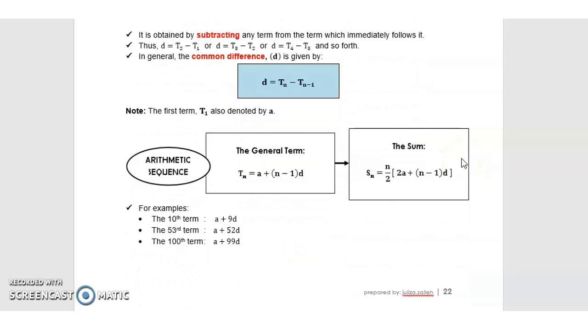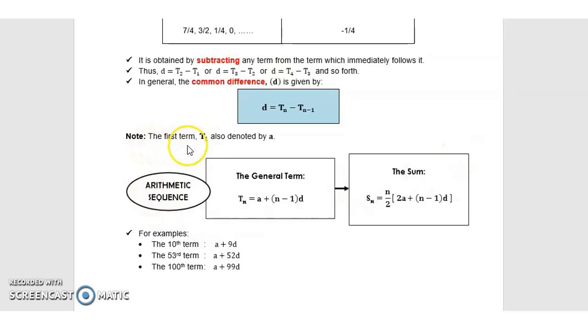Now let's look at the general term for an arithmetic sequence. Note that the first term, which is T1, the first number, is also denoted by A. So A refers to the first term. The general term for an arithmetic sequence: Tn equals A plus n minus 1 multiplied by D, where D just now is the common difference. N is the number of terms. Number of terms means how many numbers that sequence has. And A refers to the first term.